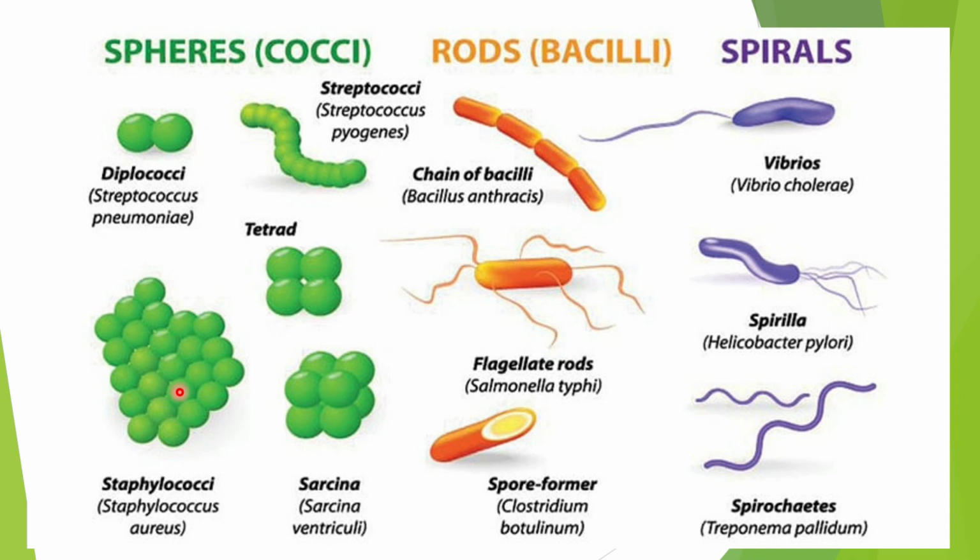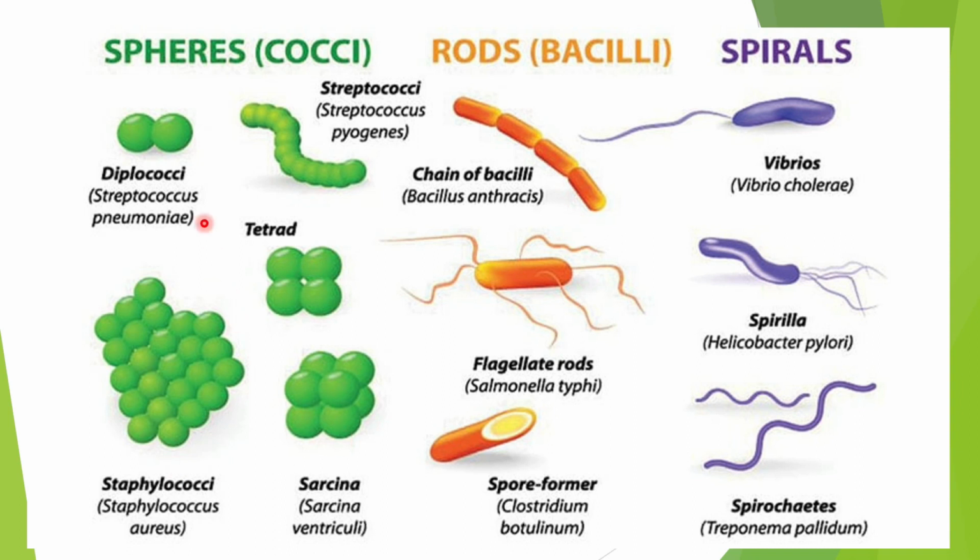Staphylococcus, here the cells are arranged in an irregular cluster, that is, it has a grape-like structure. Example is Staphylococcus aureus. Next is Sarcina. Sarcina bacteria are anaerobic gram-positive bacteria, and it occurs as a group of 8 cells. Example is Sarcina ventriculi.